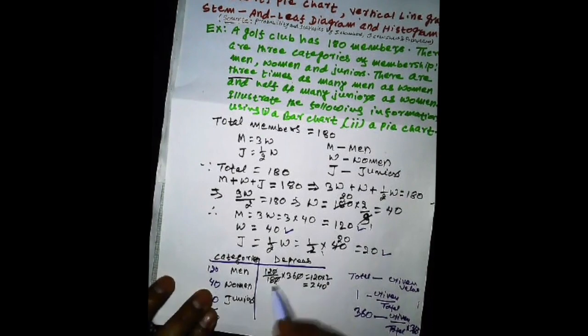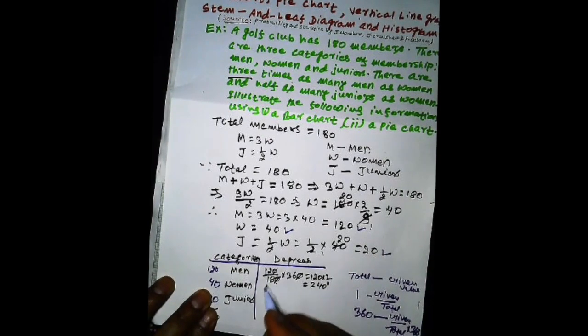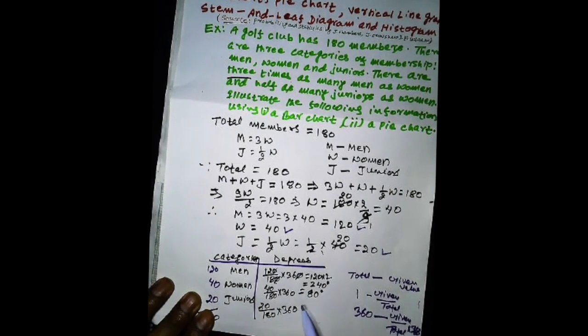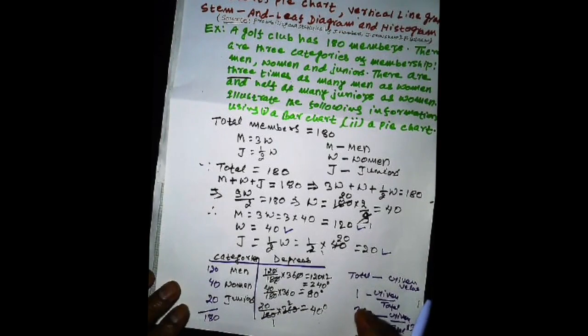And for women, if you apply the similar method over here, it's going to be 40 divided by 180 times 360, and after calculation it will be 80 degrees. Similarly for the juniors, your degree value will be 20 divided by 180 times 360, and this value is going to be 40 degrees.